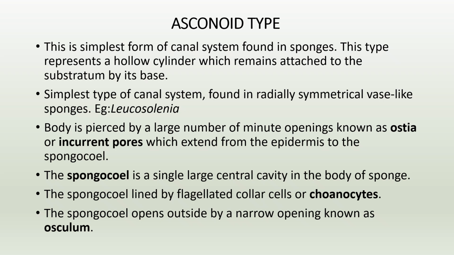The asconoid type of canal system. This is the simplest form of canal system found in sponges. The example is Leucosolenia. As we all know, the body of sponges is pierced by a large number of minute openings known as ostia or incurrent pores, and these pores extend from the epidermis to the spongocoel. The spongocoel is a single large central cavity in the body of the sponge, lined by flagellated collar cells or choanocytes, and the spongocoel opens outside by a narrow opening known as the osculum.